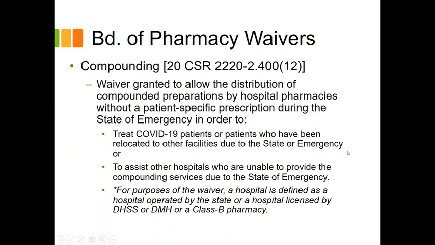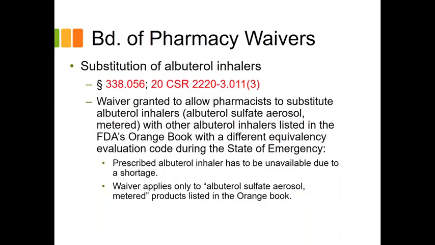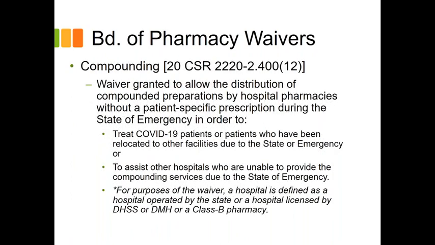And it will allow these pharmacies to compound non-patient specific items for use in treating, and send to other hospitals for the treating of, COVID-19 patients or patients who may have been relocated to other facilities due to the state of emergency. And it will also allow them just to assist in helping any other hospital out who is having trouble performing their own compounding at the time due to whatever reason to the state of emergency, such as their staff is out or they're out of PPE or whatever it is. So it will allow hospitals basically to do non-patient specific compounding for other hospitals. It does not apply to pharmacies that are not hospital or Class B.